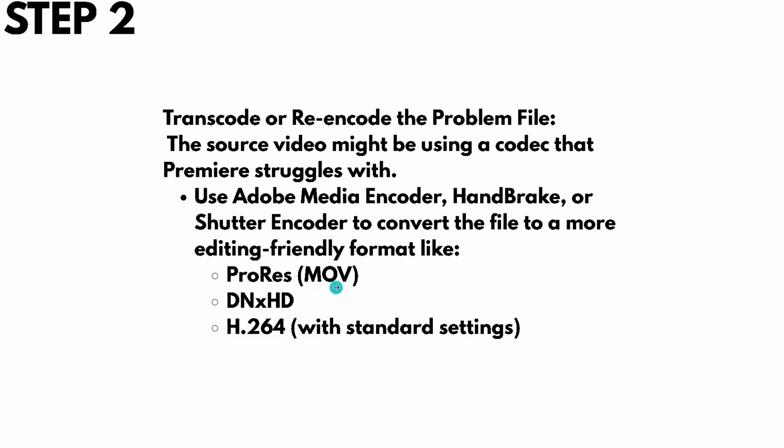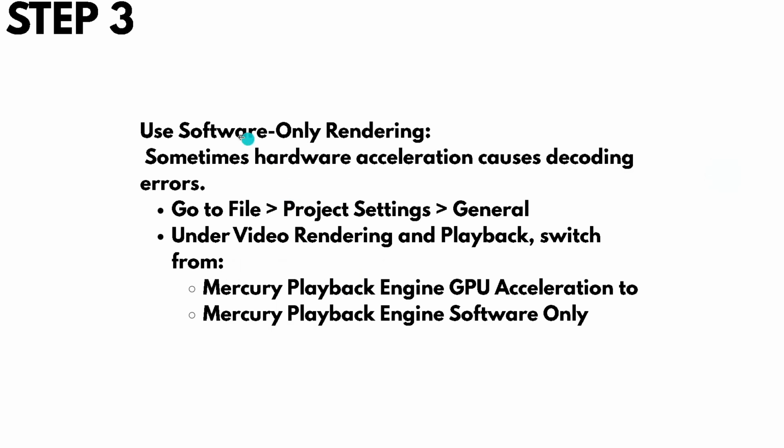A third solution is use software-only rendering. Sometimes, hardware acceleration causes decoding errors. Here's what you need to do. Go to File, go to Project Settings, then General. Under Video Rendering and Playback, switch from Mercury Playback Engine GPU Acceleration to Mercury Playback Engine Software Only.